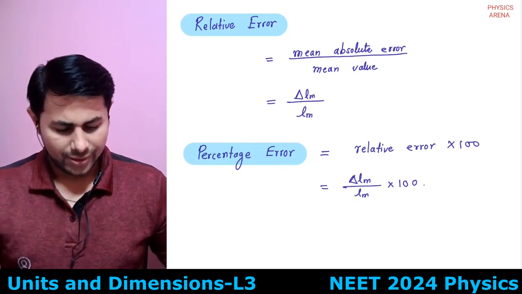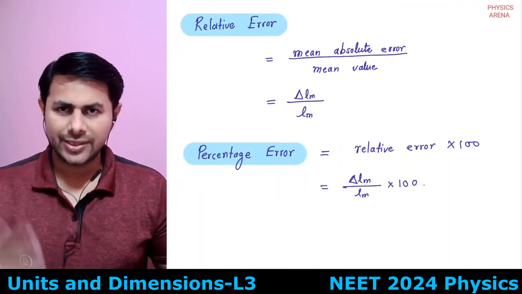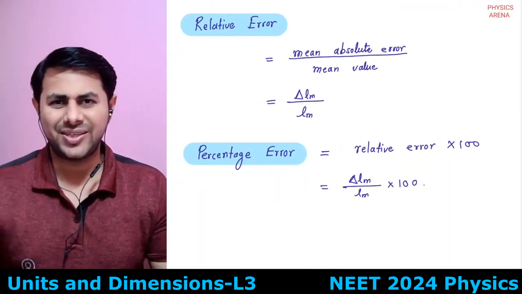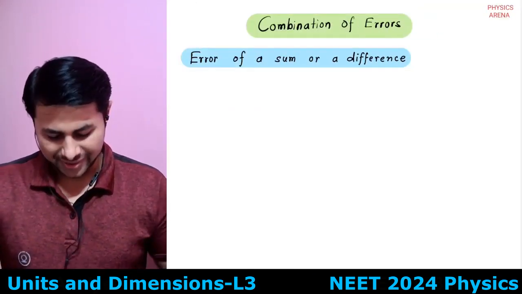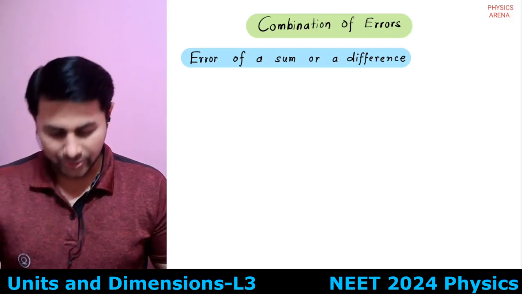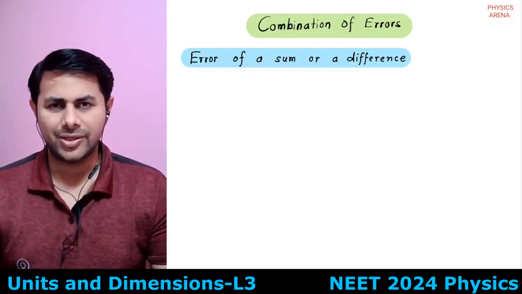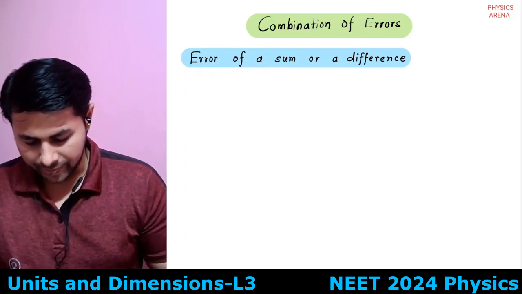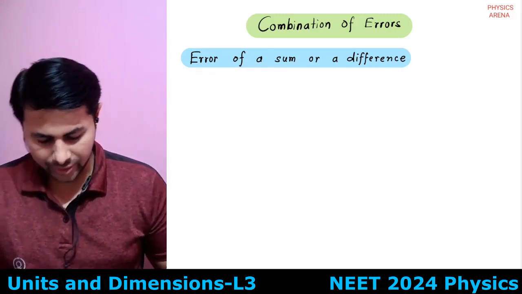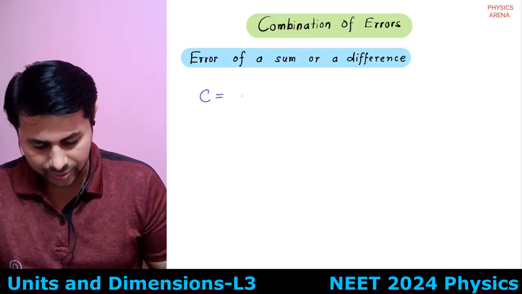Okay. So now we'll see some problems, but we'll see the problems at the end. Okay. So before that, let's see combination of errors. So now we learnt about the errors. Now let's see what will be the error of a sum or a difference of two quantities. Okay. So if I take a sum, let's say I have a quantity, let's call it C, it's equal to A plus B.